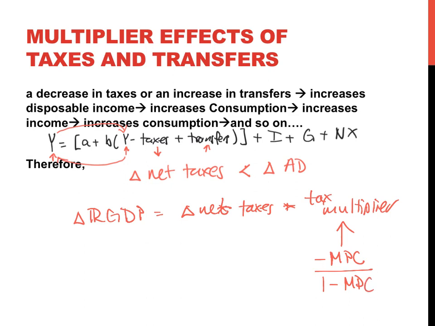And our tax multiplier is negative because an increase in taxes is going to decrease real GDP and vice versa. So output and taxes have an inverse relationship. And then one other way that we can write our tax multiplier is negative the marginal propensity to consume divided by the marginal propensity to save.